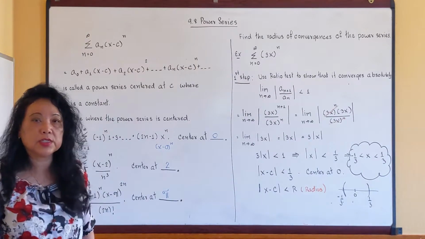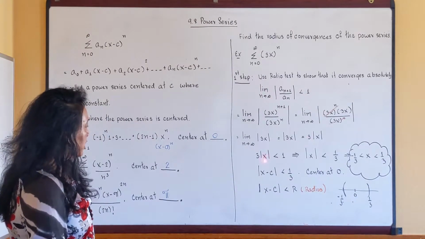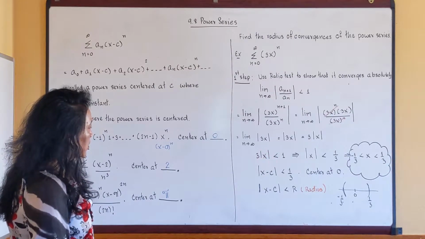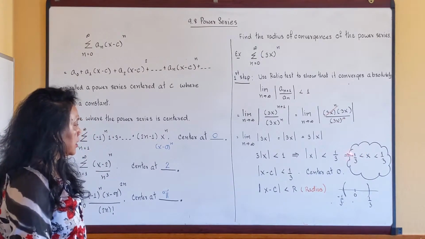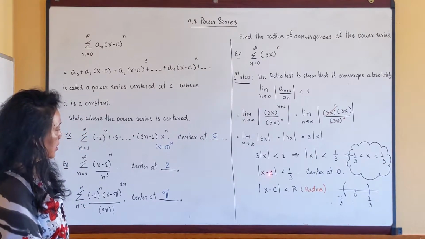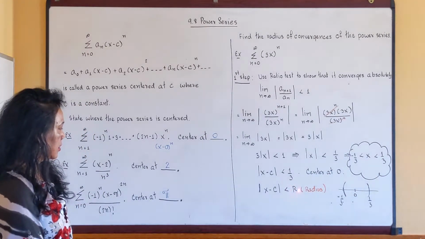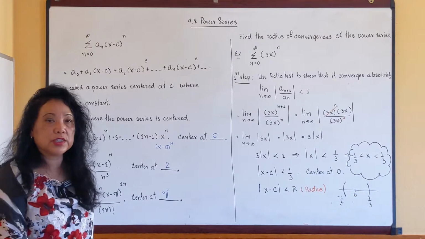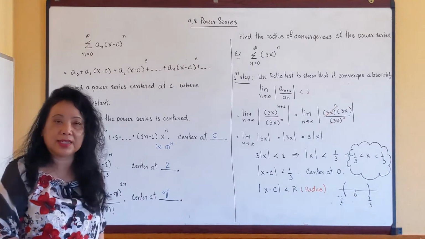Now to make this converge, it has to be less than 1. So I take out the 3, absolute value of x less than 1, and I divide both sides by 3. So the absolute value of x is less than 1/3, which means x is between negative 1/3 and 1/3. And if you rewrite this as x minus c, your c would be 0. So the radius will be 1/3. And the interval of convergence will be from negative 1/3 to 1/3, and the center is at 0.